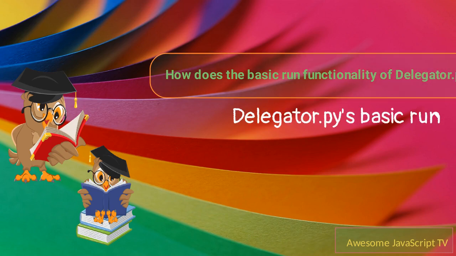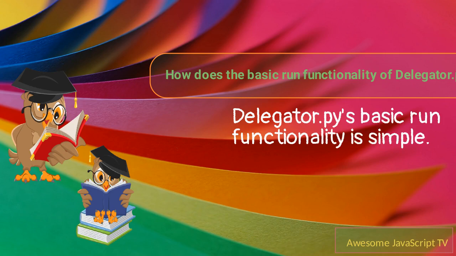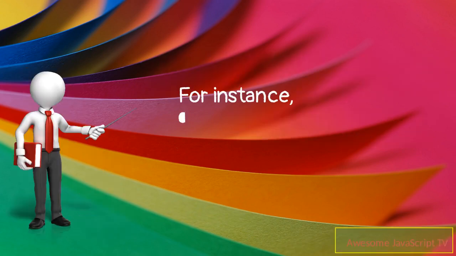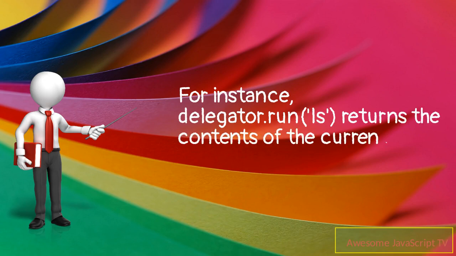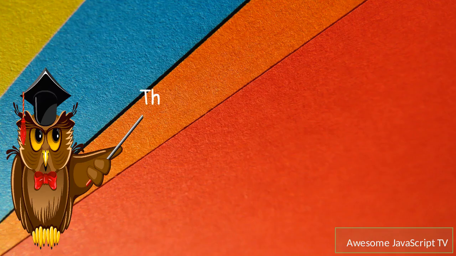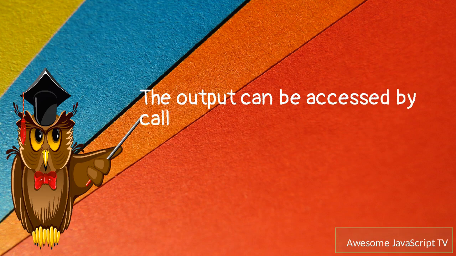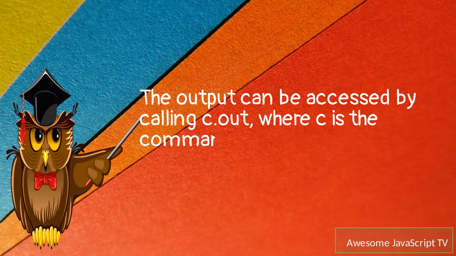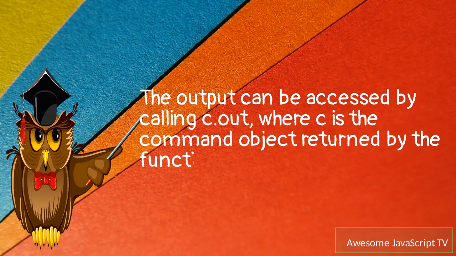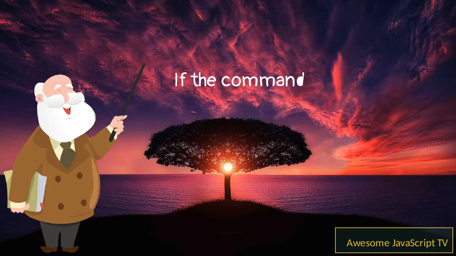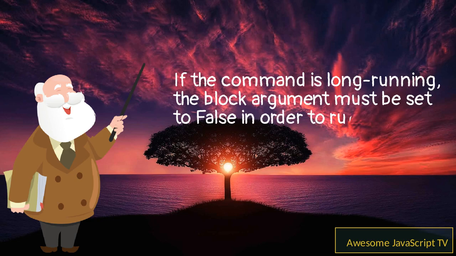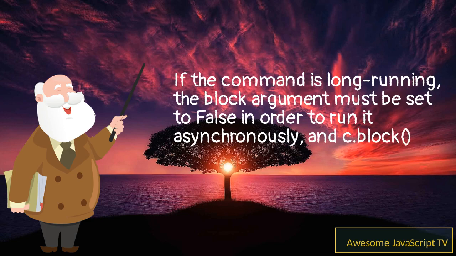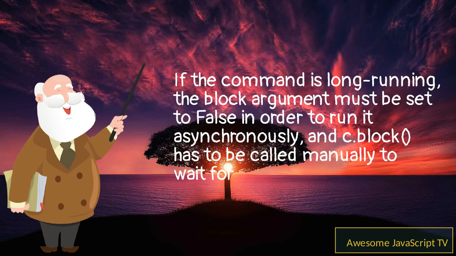How does the basic run functionality of Delegator.py work? Delegator.py's basic run functionality is simple. For instance, delegator.run ls returns the contents of the current directory. The output can be accessed by calling c.out, where c is the command object returned by the function. If the command is long-running, the block argument must be set to false in order to run it asynchronously, and c.block has to be called manually to wait for it to complete.